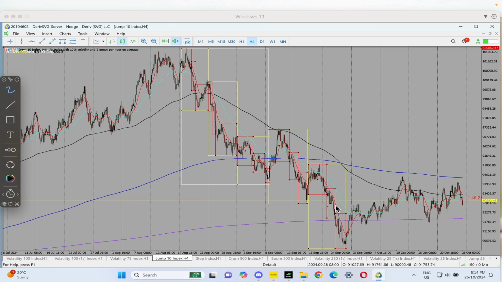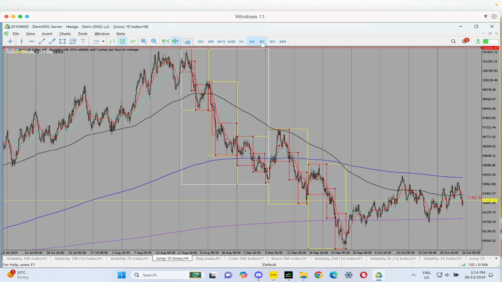Clearly they want to do a multi-structure, which is a V and an M and then another V, and then we go up. So it means at the moment I would say we'd rather sell this pair and then sell it all the way down to there, and then after that we can buy this pair.